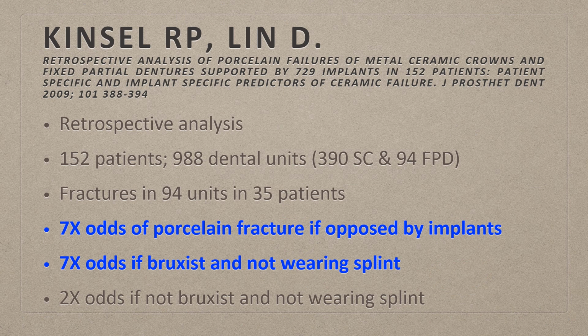Kinsel and Lin have done a retrospective study regarding porcelain failures of implant prostheses. They reported that 94 unit prostheses fractured. They also revealed 7 times the odds of porcelain fracture if opposed by implants, and 7 times the odds if bruxist and not wearing a stabilization splint.